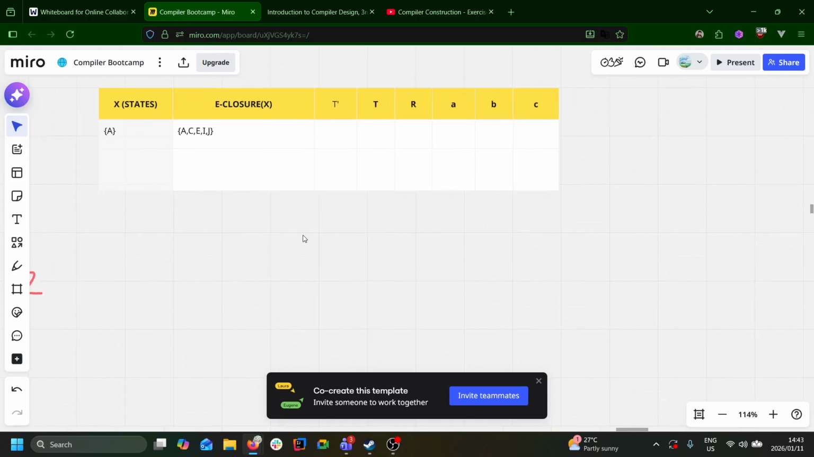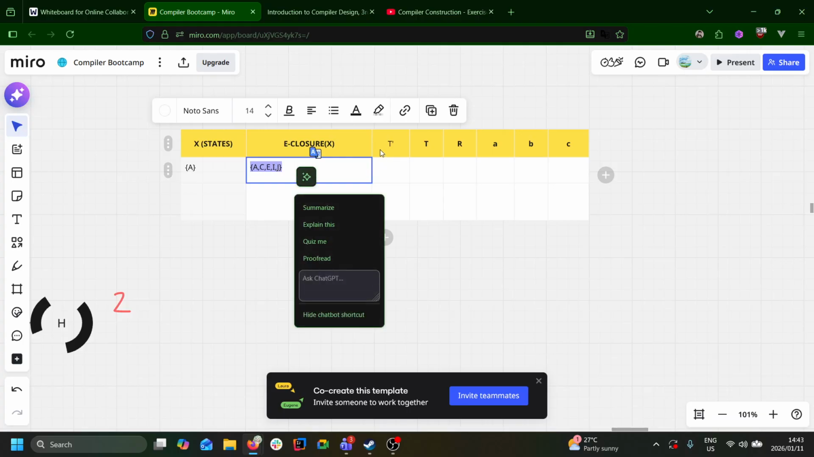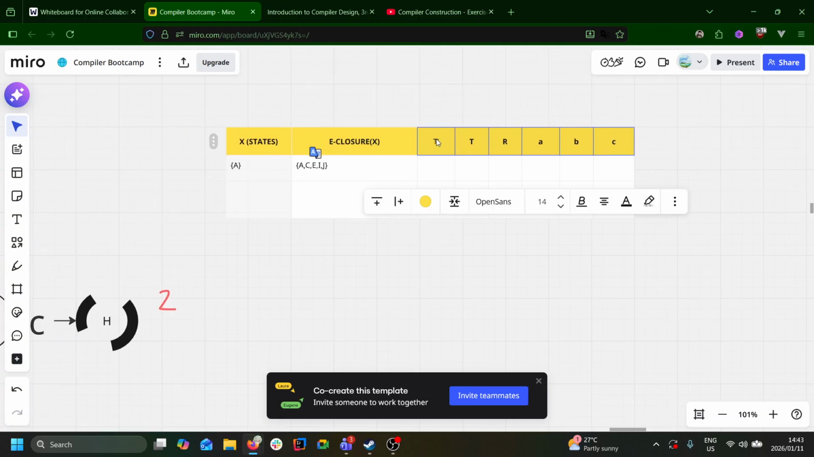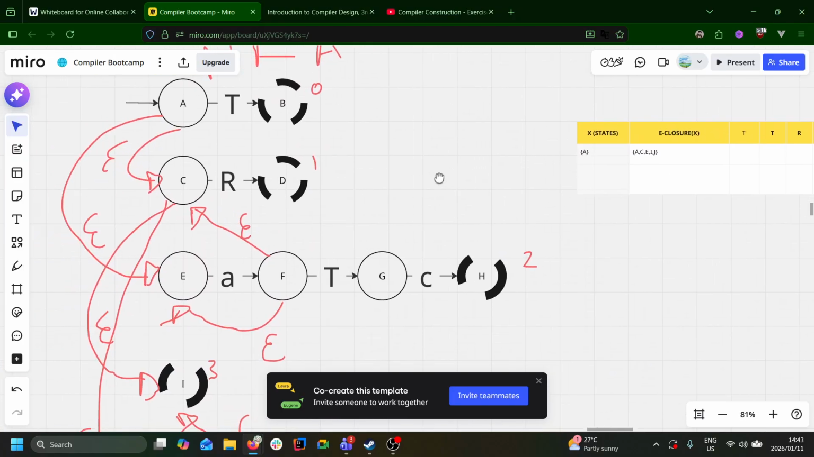Right. So now that we have this group over here, what we ask ourselves is, from these states, where can we go, or at least which states can we go to by following these transitions? So now we just have to find where we would go if we were to follow these transitions. So we're going to look in these states for transitions on T prime, T, R, A, B, C.